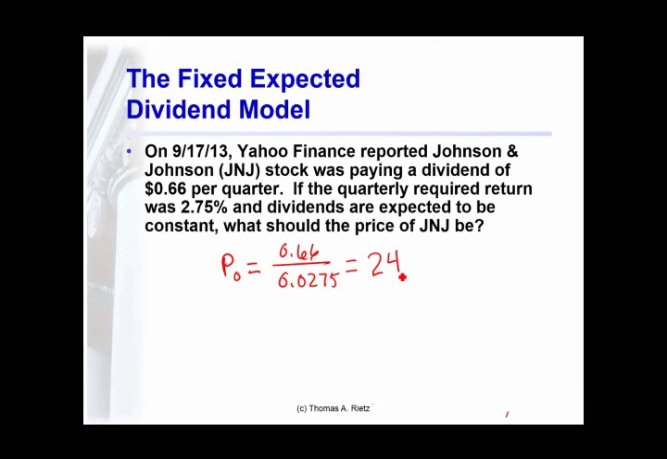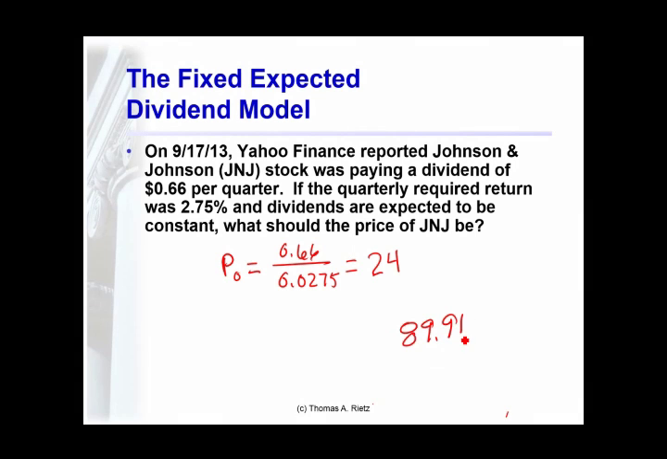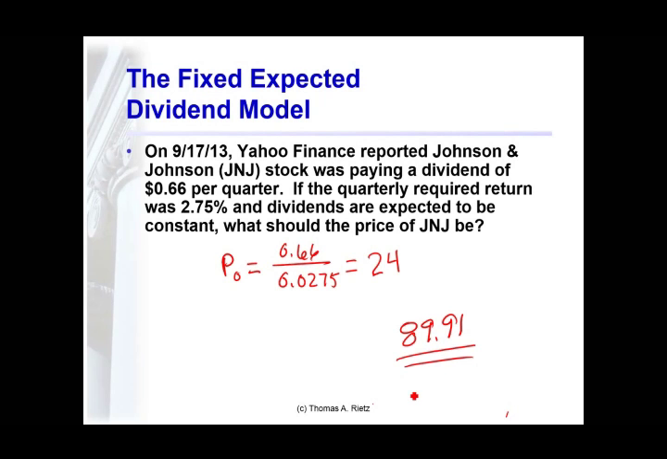On September 17th, the actual closing price of Johnson & Johnson stock was $89.91. This tells us there's something else going on in Johnson & Johnson besides the current dividend, expected to continue forever, driving the market price.